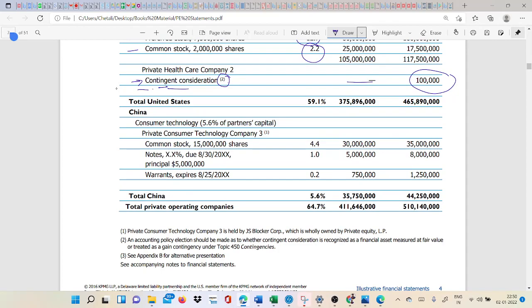the third, total United States. Okay, so this investment is from the United States, which is 59%. Another investment is from China, private consumer technology, bond notes, preference shares. See this, which is 5.6%. Total private operating companies holding, which is around 64%. This is the capital amount, and this is the current value which they have.